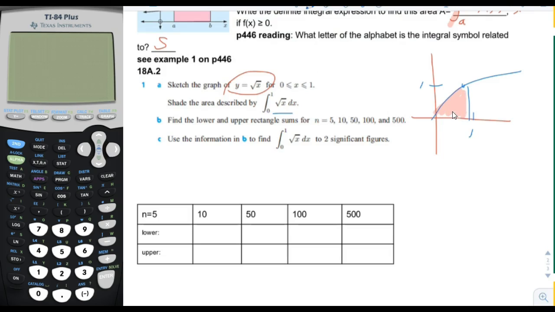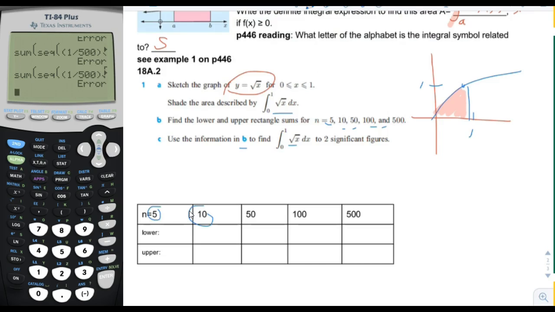Find the upper and lower rectangle sums for n equals 5, 10, 50, 100, and 500. And then use the information in B to find this integral to two significant figures. Okay, so once again we're going to have to use the summation. And when we do the summation, let's figure out what we're going to do for n equals 10. So we have, or n equals 5, I'm sorry, it's the first one.